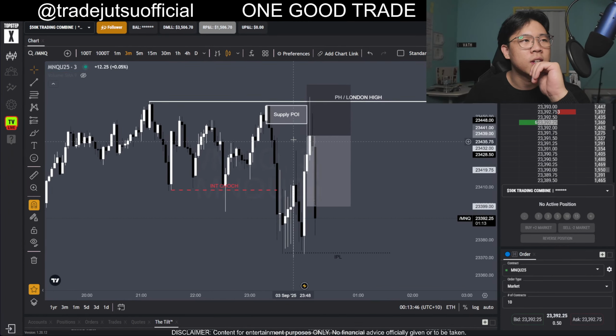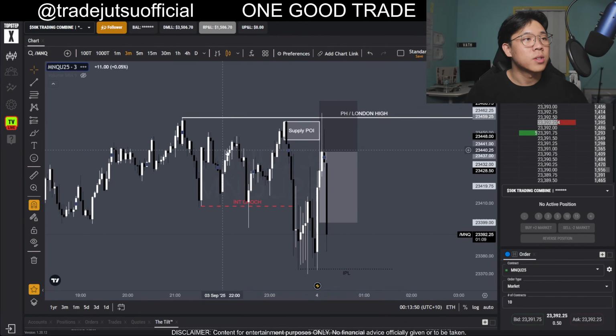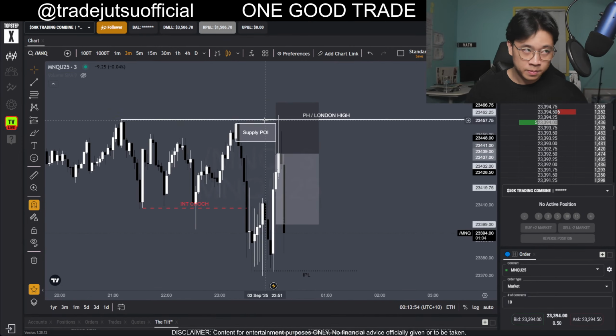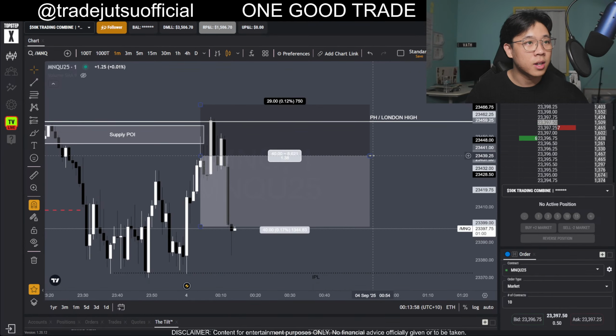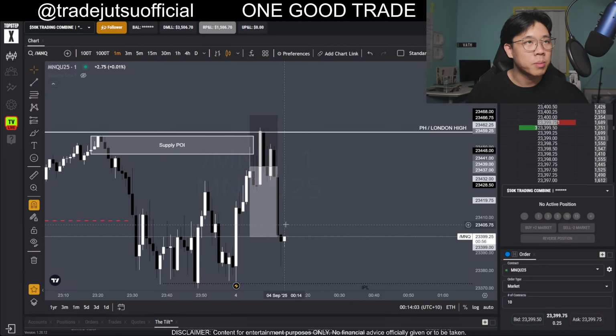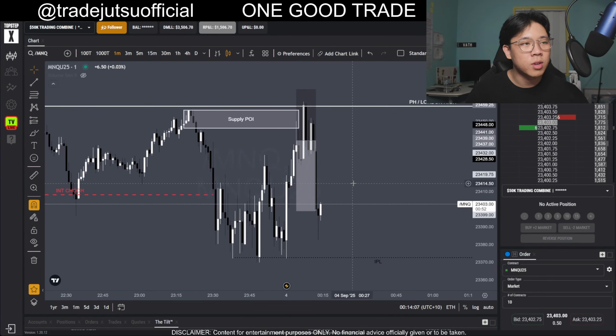Internal change of character came and created the double top with inducement, swept the point of interest, supply point of interest. Something to note next time, maybe look at waiting for that sweep first and then getting in afterwards. Okay, that might be a bit of a better thing to note, but happy days. We can't complain with that. It was a great trade.